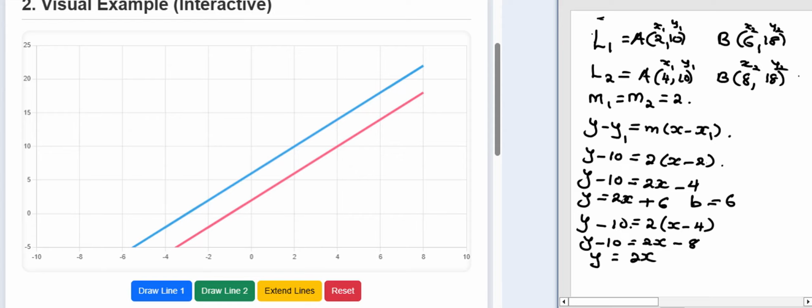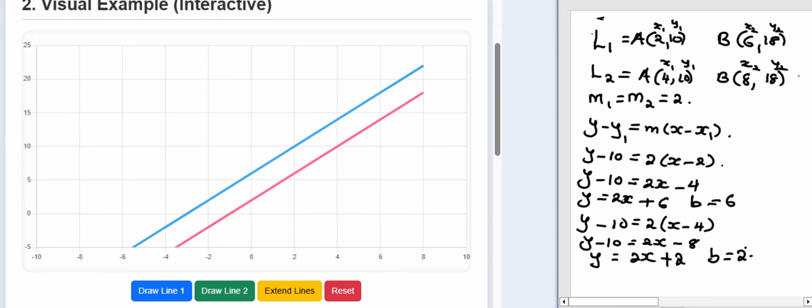When I take this 10 to the other side, it becomes plus 2, because negative 8 plus 10 is positive 2. So y equals 2x plus 2, and the y-intercept of line 2 is 2. The intercept of line 1 is 6. The intercept of line 2 is 2.